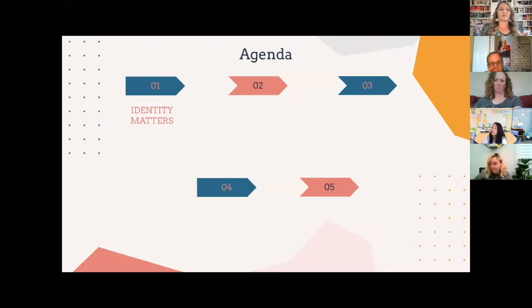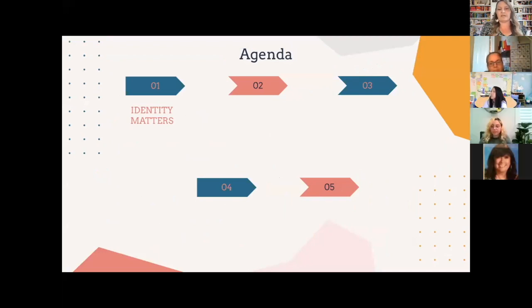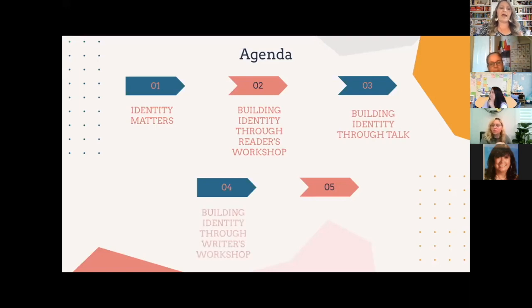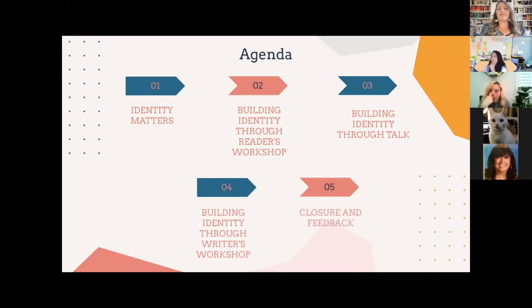What we're doing today is sort of gonna be like a buffet of strategies or activities that you could use within your classroom in order to build identity. And so we're going to start by talking about why identity matters. And then we're going to look at how to build identity through Reader's Workshop, how to build identity through talk, how to build identity through Writer's Workshop. And then we'll have our closure and feedback.